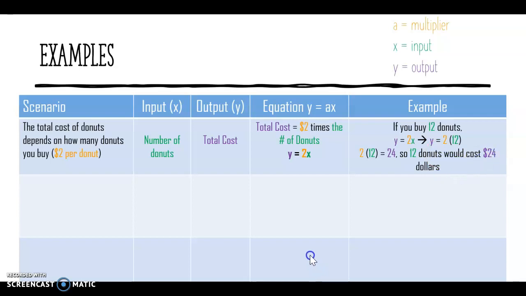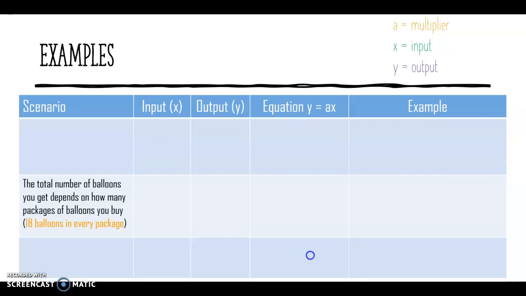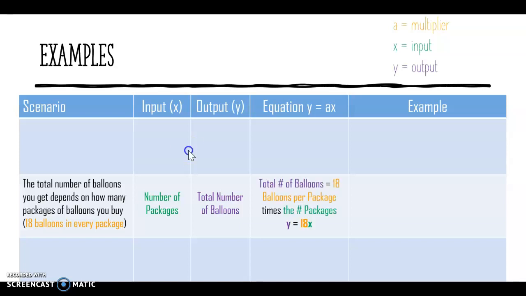All right, next example. Let's say the total number of balloons that you buy depends on how many packages of balloons that you buy. So let's say balloons come in a package of 18 balloons in every package. So you can't just get 7 balloons. You have to buy them in a package of 18. So what we want to figure out is how many total balloons we would get depending on the number of packages we buy. So the input is the number of packages we buy. The output would be the total number of balloons. And we can solve that.